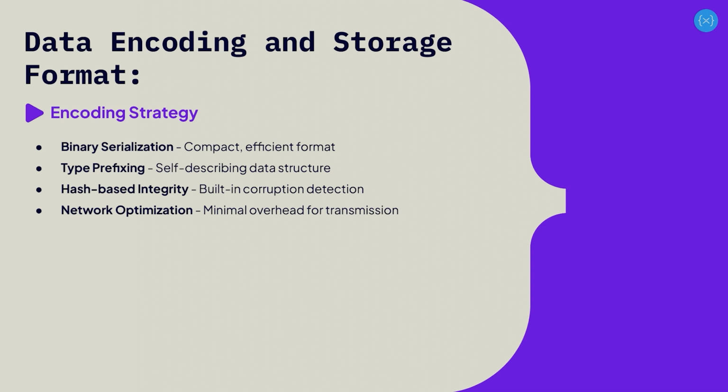Next, we'll talk about data encoding and the storage format. The encoding strategy is binary serialization, which is a compact, efficient format. Type prefixing, so self-describing data structure. Hash-based integrity for built-in corruption detection. And network optimization, which allows for minimal overhead for transmission of data. The storage format benefits are space efficiency, fast deserialization, cross-platform compatibility, and version tolerance, which can handle format evolution.